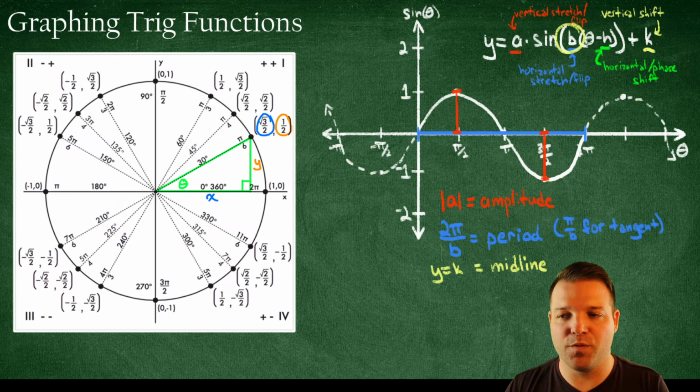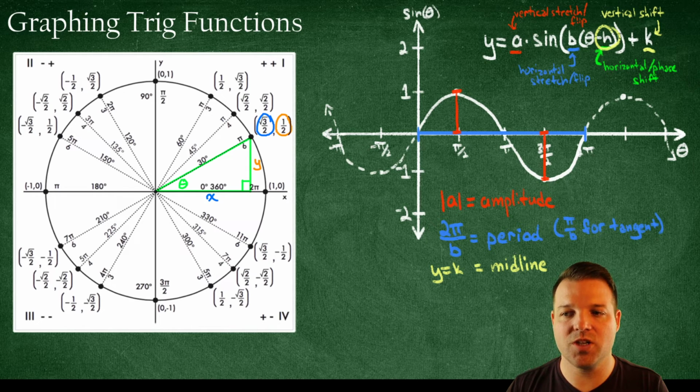This b out front here, it could be multiplied into this angle minus a number, but this is going to represent a horizontal stretch or compression, okay? And it's worth noting that this actually has an inverse relationship. So as b gets bigger, it's actually going to compress horizontally. As b gets smaller, and I mean into fractions, then it's going to actually stretch it horizontally, okay?